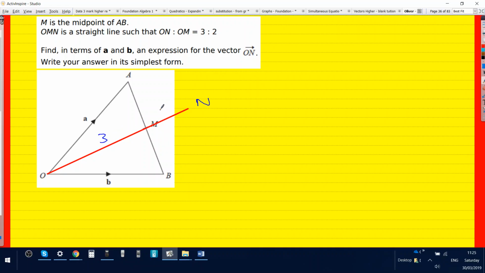Right. So you would find O to M, and then that would only be 3/5 of it, and then you just times it by 2/5. Let's find O to M first. Hold on.